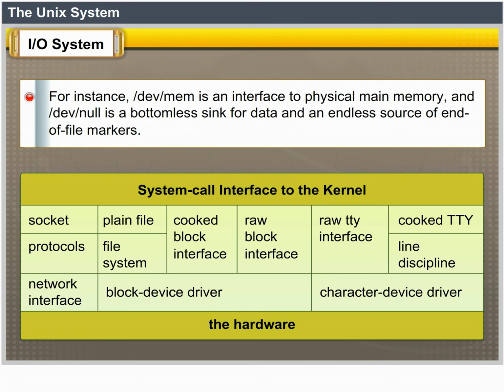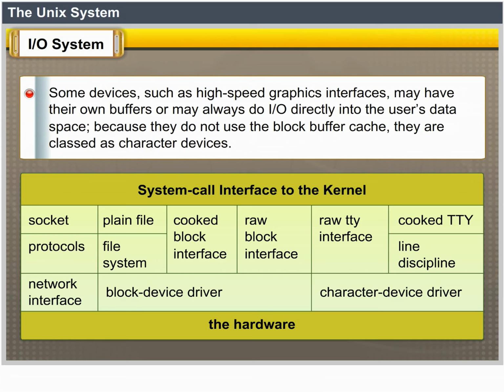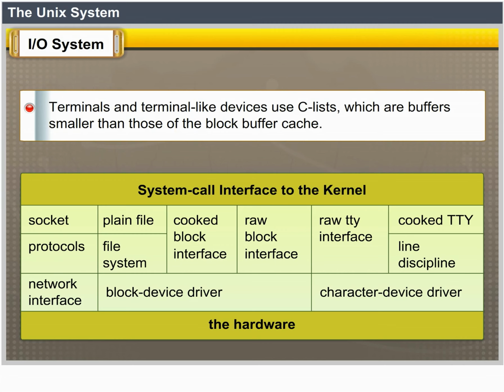For instance, /dev/mem is an interface to physical main memory, and /dev/null is a bottomless sink for data and an endless source of end-of-file markers. Some devices, such as high-speed graphics interfaces, may have their own buffers or may always do I/O directly into the user's data space. Because they do not use the block buffer cache, they are classed as character devices. Terminals and terminal-like devices use C-lists, which are buffers smaller than those of the block buffer cache.